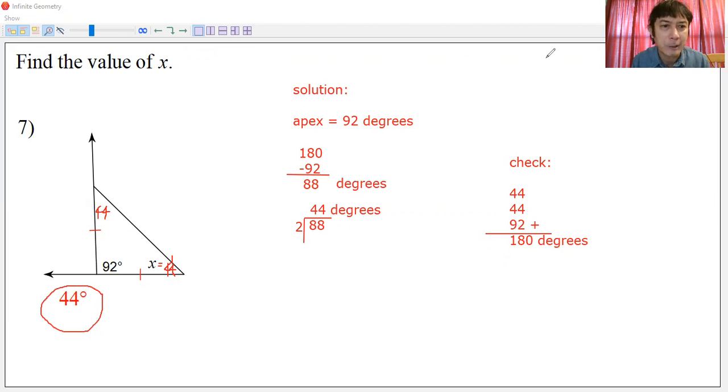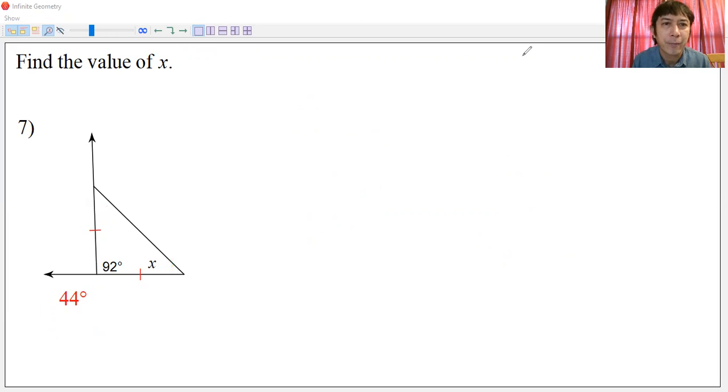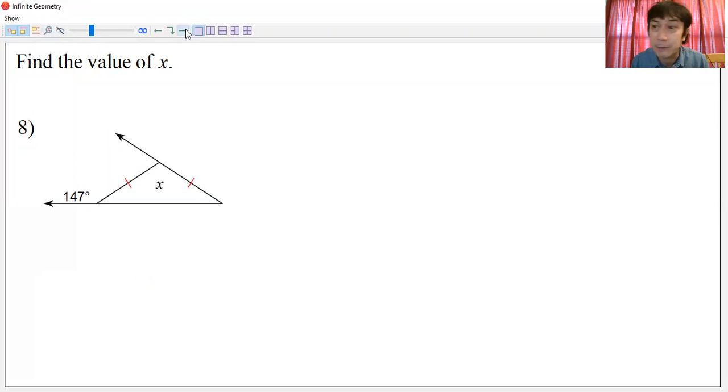Let me clear. Let's have number 8. Okay, here's the next diagram. Find the value of x. All right, the x there looks like an angle. So just to clarify, this x is like that. There, it's an angle, all right? That must be an angle. All right, how do we solve this?